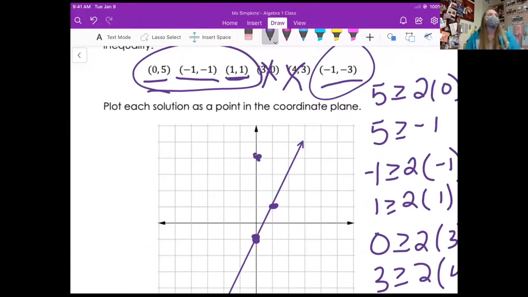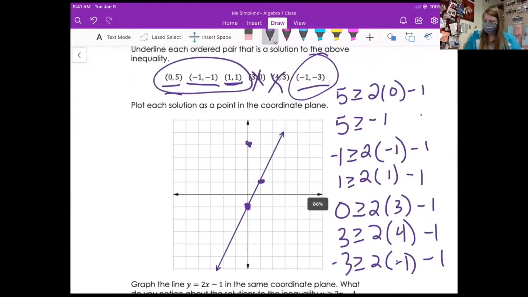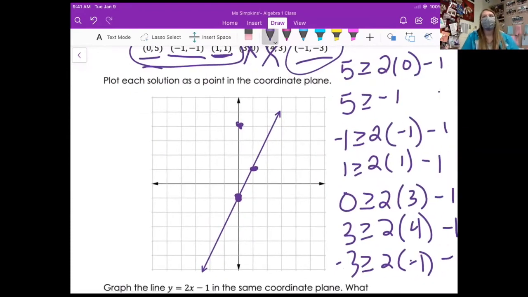That's on the left-hand side of the line. Where is -1, -1? What side? It's also on the left-hand side. What about 1, 1?